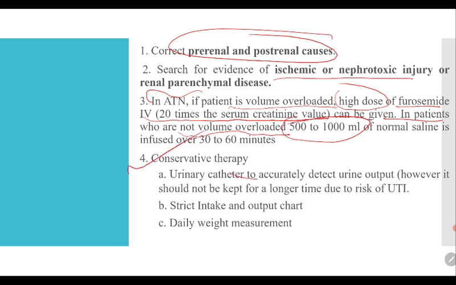Conservative therapy: a urine catheter to accurately measure urine output. However, it should not be kept for a longer time due to the risk of UTI. A strict intake output chart should be maintained. Daily weight measurement should be done.